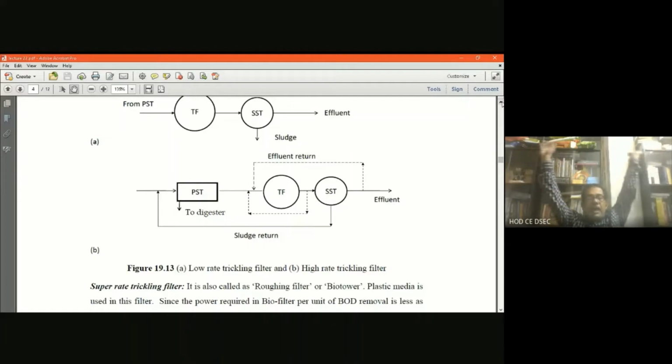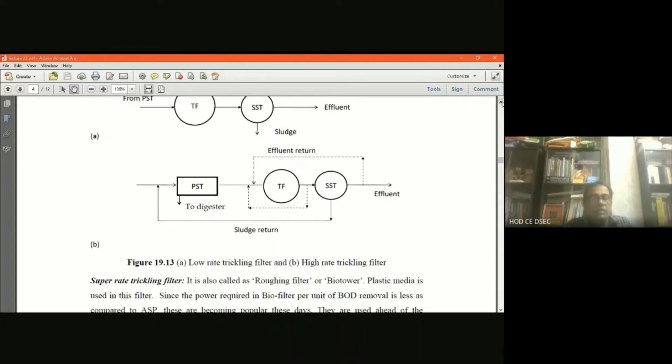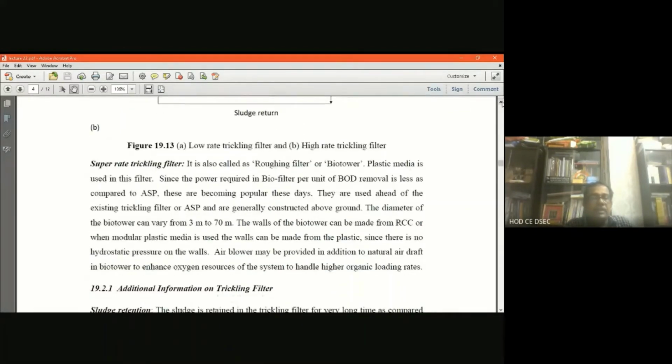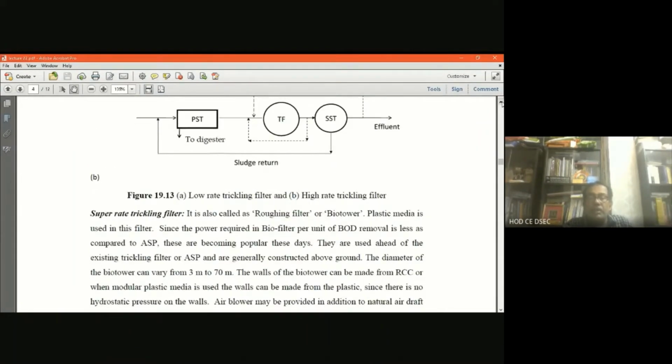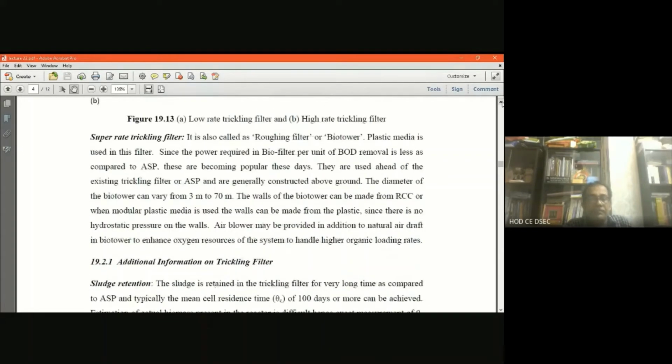In the high rate trickling filter, the sludge return into the trickling filter has been shown, whereas in the low rate trickling filter, that sludge return is not shown. That is the difference. Apart from that, the super rate trickling filter is also there. It is also called the roughing filter or biotower. We'll see the problem. The mechanism is more or less the same, but the rates of filtration are different.